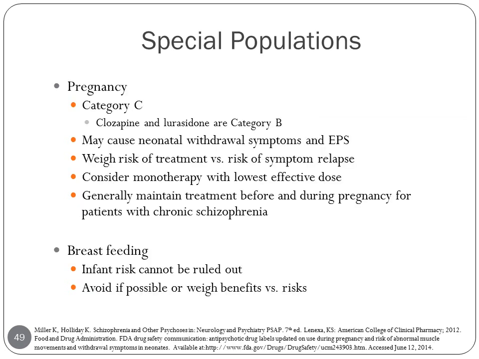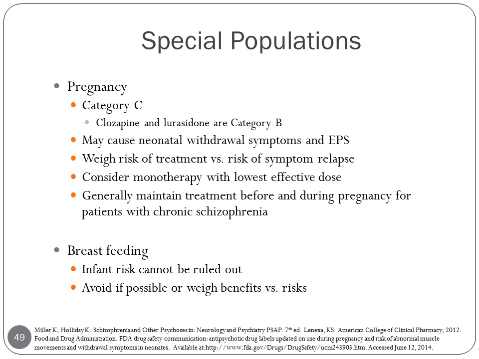Finally, we're going to talk about pregnancy. Almost all of the agents are pregnancy category C. However, clozapine and lurasidone are category B. These agents can cause neonatal withdrawal symptoms and EPS, which can include things like agitation, increased or decreased muscle tone, tremor, sleepiness, and severe difficulty breathing. You might also see difficulty in feeding. So you really need to weigh the benefits and risks of treatment.